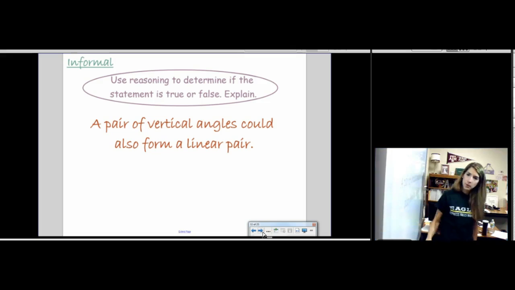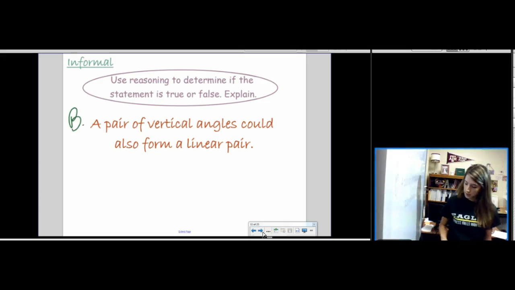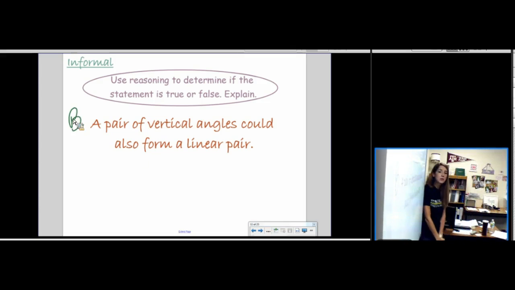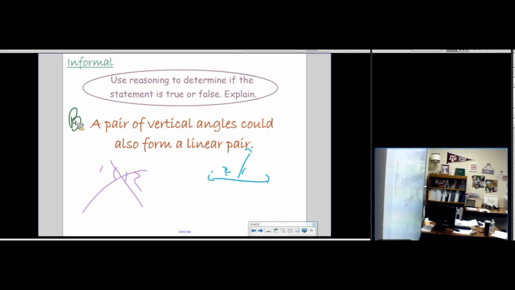This is B. Write B down. We're going to decide if it's true or false. A pair of vertical angles could also form a linear pair. When you're deciding, I want you to draw a picture. Okay, we have a picture of vertical angles up here, and we have a picture of a linear pair.